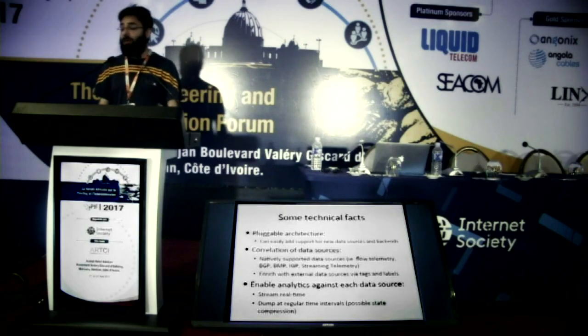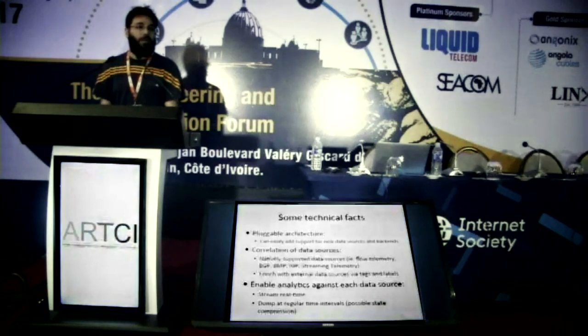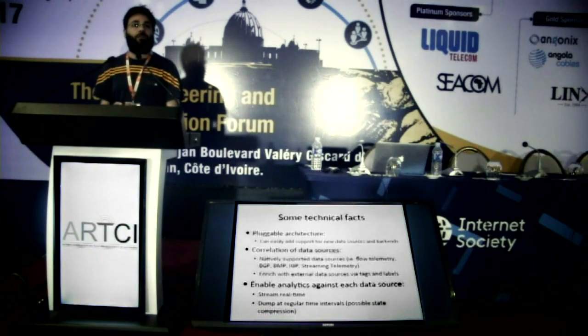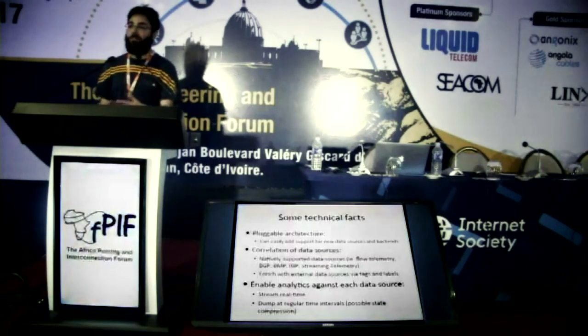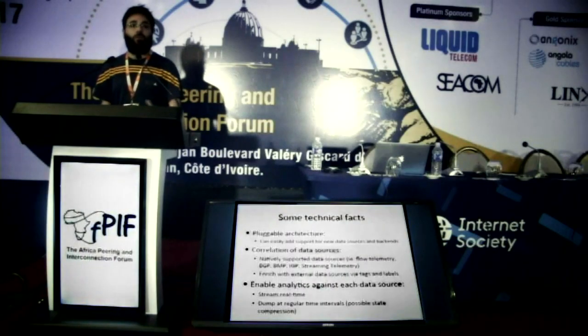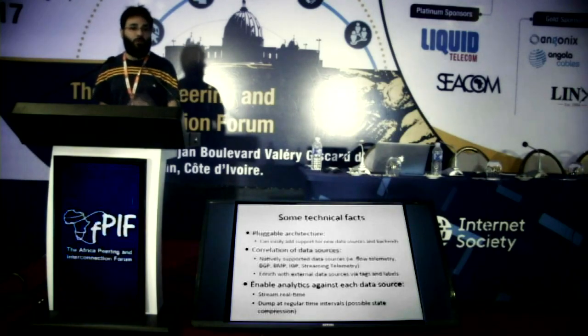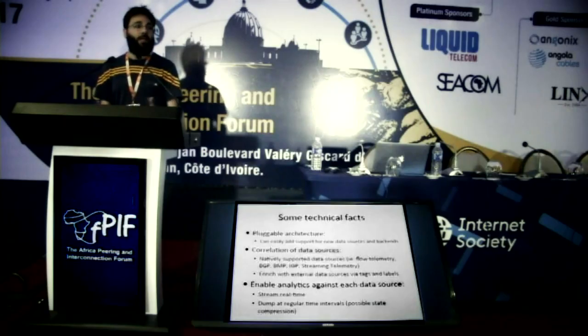Or you can dump it at regular time intervals, and in that case with BGP, what you would see is that the routing table or the Loc-RIB of a router would be a specific set of routes, right? You don't see what happens in that time interval, but you have snapshots at regular time intervals.